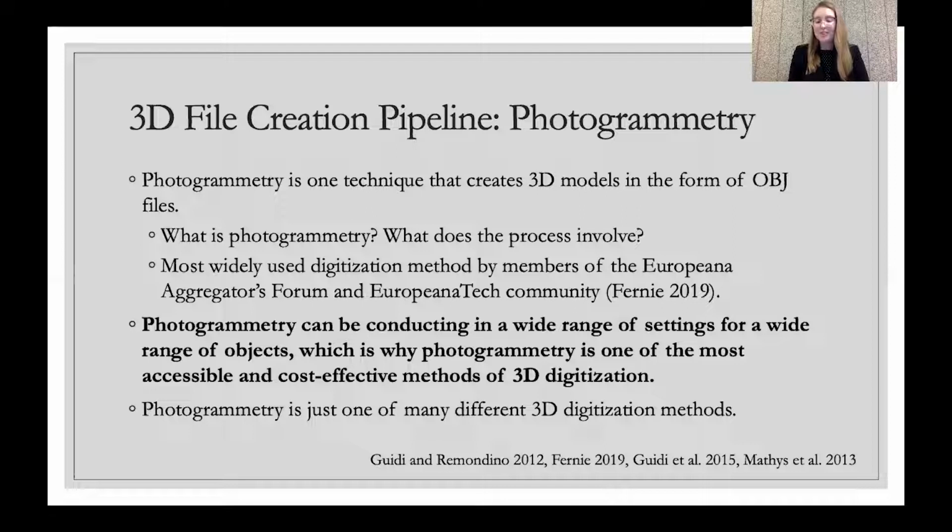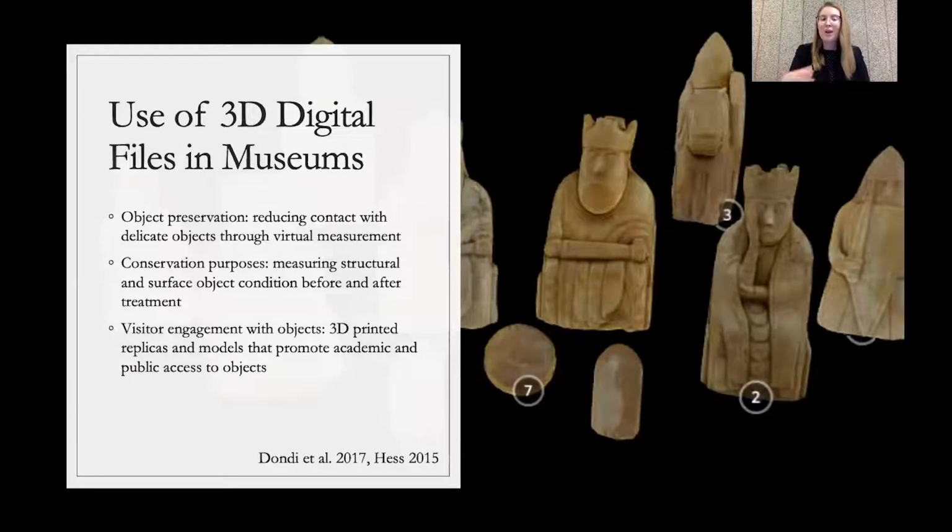Cultural heritage literature has documented how photogrammetry is a successful method of 3D digitization for a number of case studies, but it is still not accessible or available for many different institutions, which is why this presentation focuses on the GIF alternative. First of all, to discuss the use of digital files in museums.